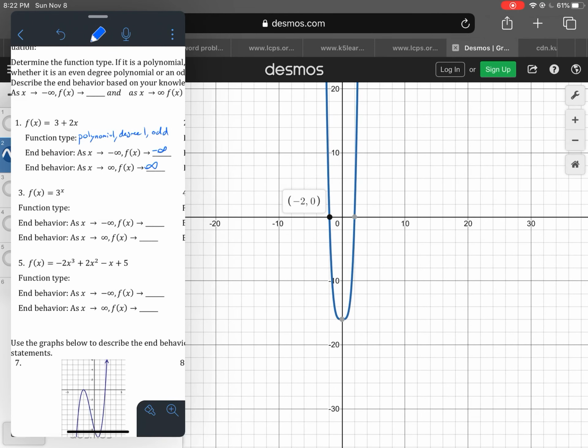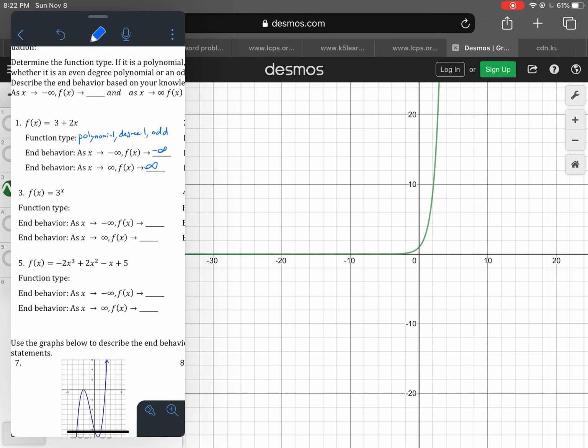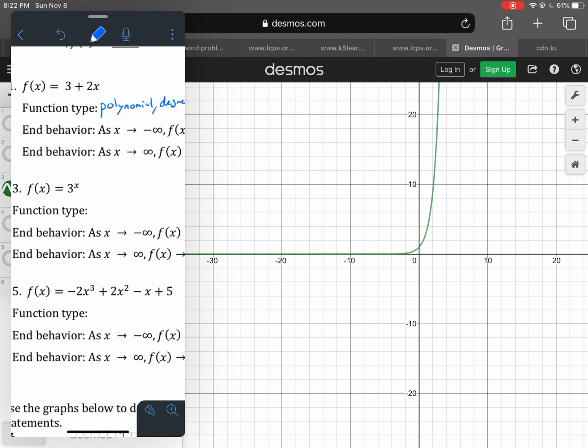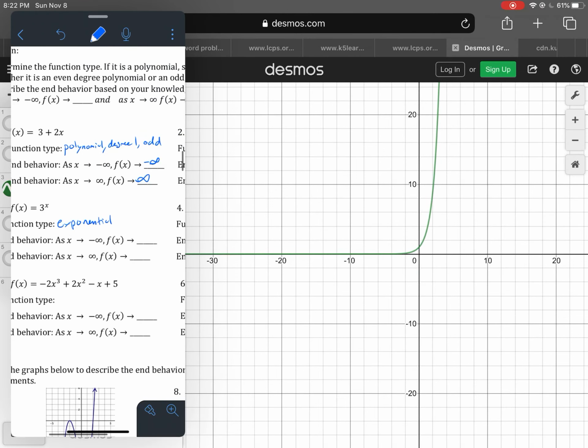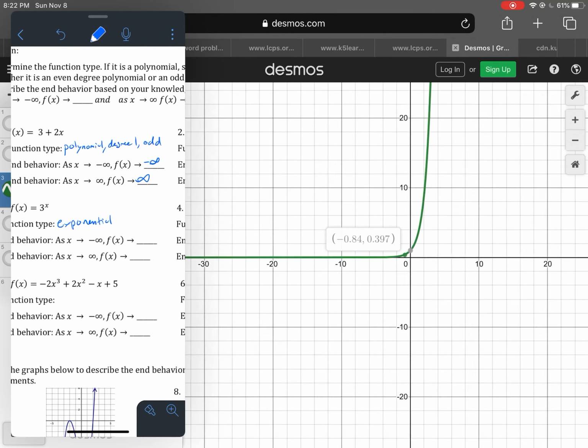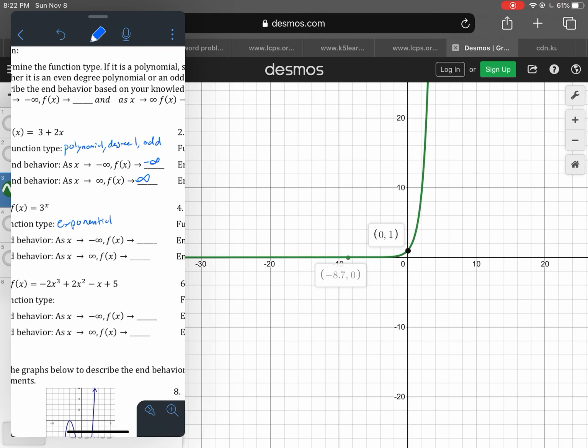All right, so for 3 to the power of x, that's this guy here. The function type here is exponential. We don't have to mention the degree here because it's not a polynomial. So what happens as x goes to negative infinity? Well, let's see what happens as x goes to negative infinity. Ooh. It goes to 0.